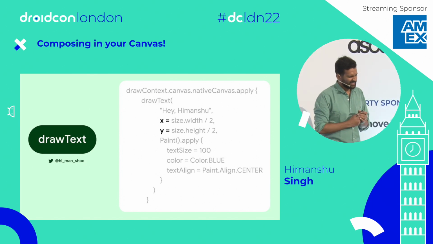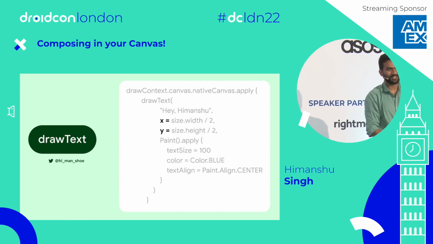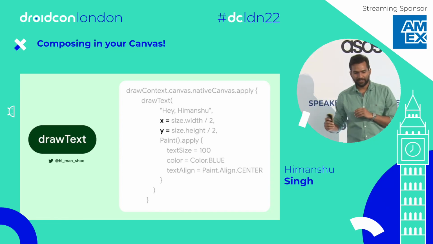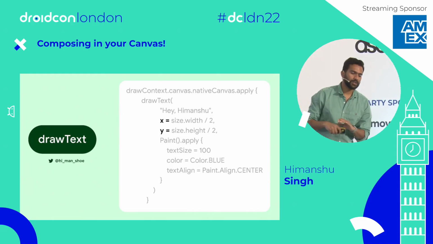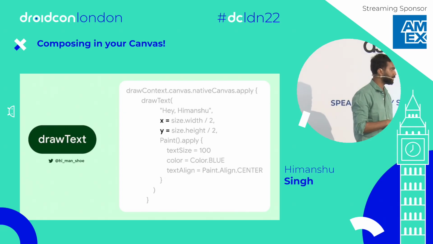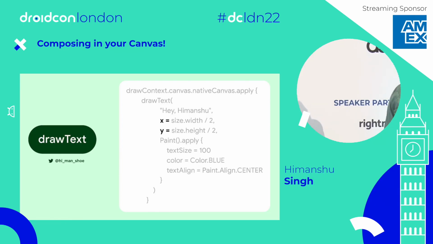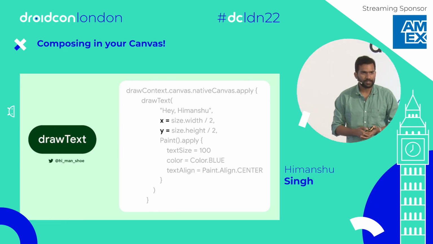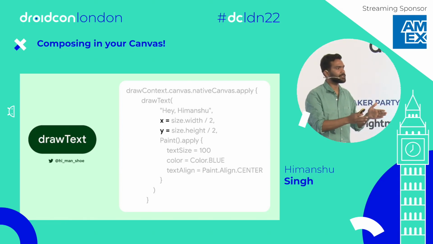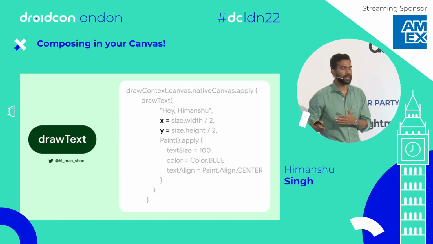Now, this is a very bad example, but this is how the text code should look and how you can use it. Here, first we are accessing the native canvas, the draw context.canvas.nativeCanvas, or you can put it in an alias if you do not want to do it again and again. But this is how you use it. And inside that, you call the draw text function. Just to make things clear, this draw text is not coming out of Jetpack Compose. It's coming out of the view system's canvas.